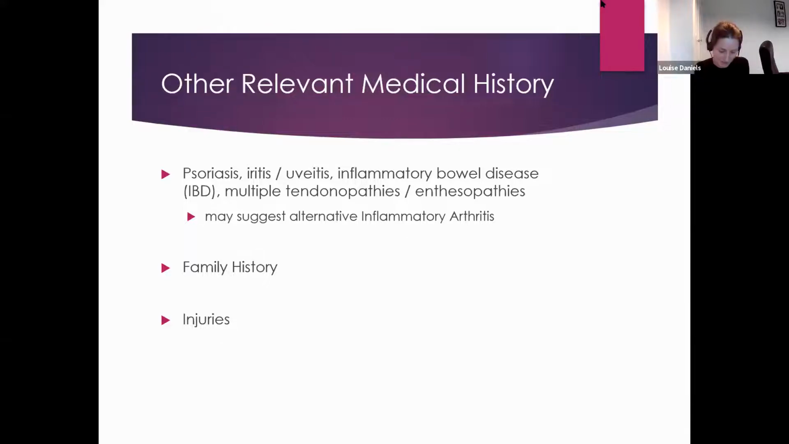And joint injuries can help. So if a joint looks particularly severely affected, but it's an ex-rugby player who's injured all of the ligaments in that knee many years ago, they're probably going to get some secondary osteoarthritis developing at an earlier age than you might otherwise expect.